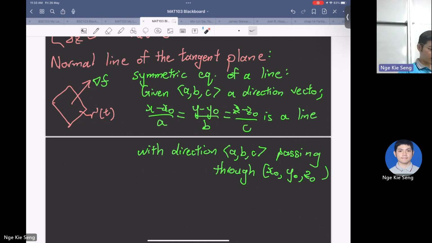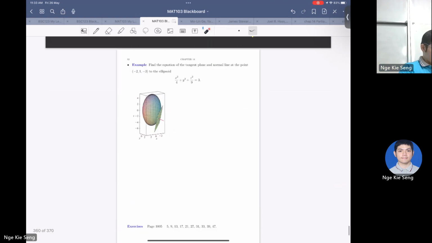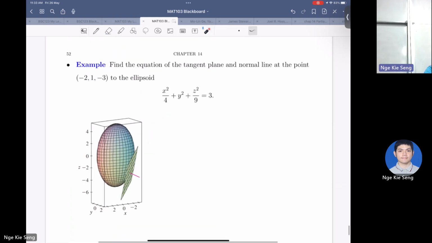Okay, let's look at some example. So for example, find the equation of the tangent plane and normal line at the point (-2, 1, -3) to the ellipsoid. Okay, ellipsoid. So there's a diagram drawn here. So you got an ellipsoid. So it's a 3D version of ellipse. Like a watermelon. Okay, so where is (-2, 1, -3)? Okay, at the bottom side here. So I already drew the diagram, the tangent plane for you. So how to find this?